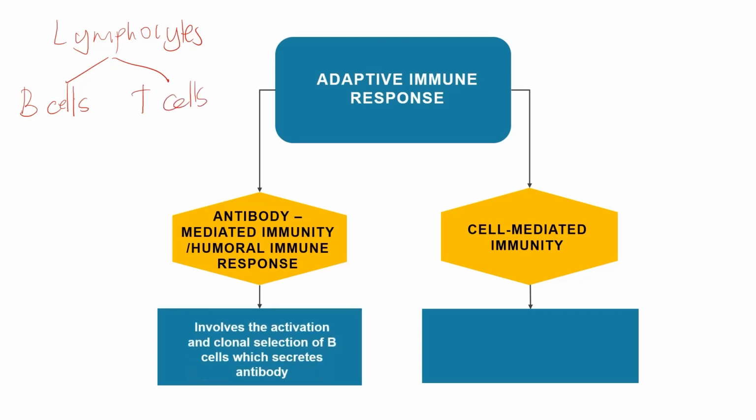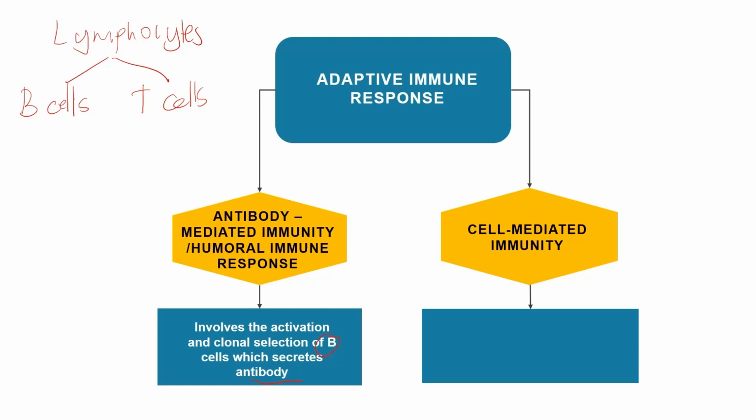Antibody-mediated immunity involves the activation and clonal selection of B cells, which are going to secrete antibodies. What will the antibody do? It will circulate in our blood or lymph and bind to the antigen. Once they bind to the antigen, it will be neutralized, or the binding causes it to be easily marked by other leukocytes, such as macrophages, that will come and destroy the antigen.